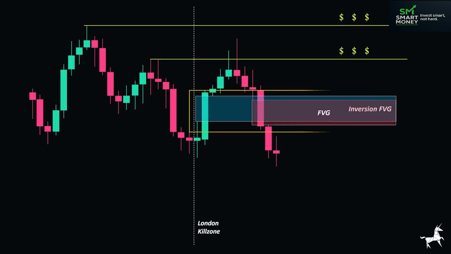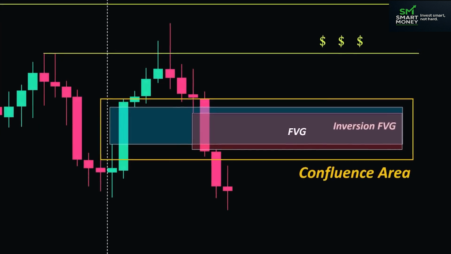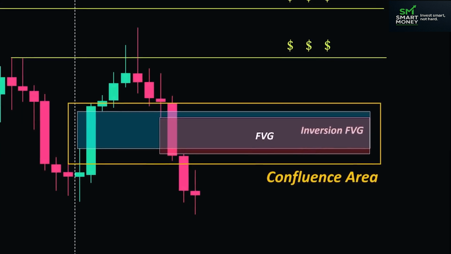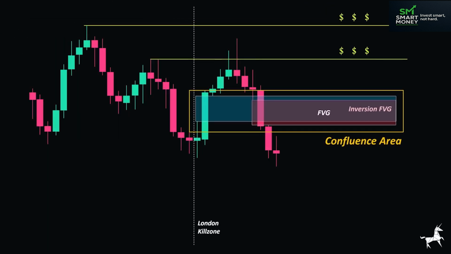The third scenario occurs when a regular fair value gap overlaps with an inversion. When these two zones align, they create a high probability confluence area, providing a very strong setup to enter a short position. Finally, as the trade develops, manage your risk properly. You can take partial profits and allow the rest of the position to run toward a larger target.